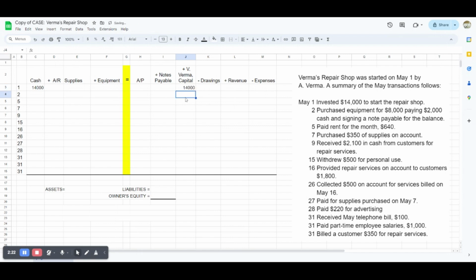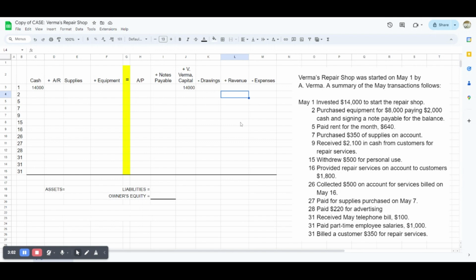In these sheets, the left side and the right side have to balance. So if you have 14,000 in cash, you have to have 14,000 in one of these accounts, or you can have negative 14,000 in these accounts, because at the end of the day, the assets here have to equal all of these. So that's why we want them to balance. Okay, let's go to the next one.